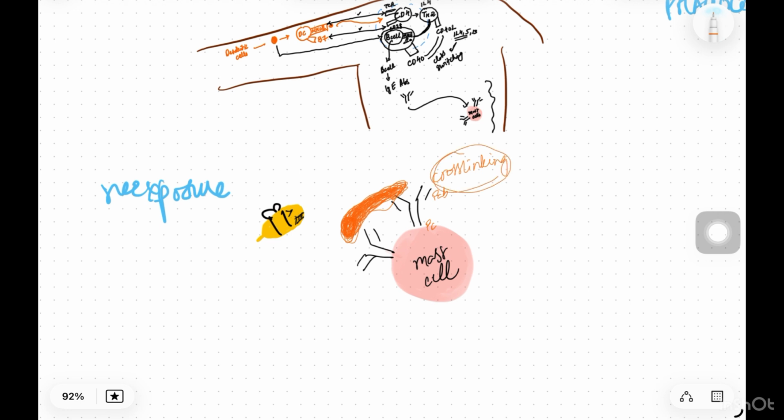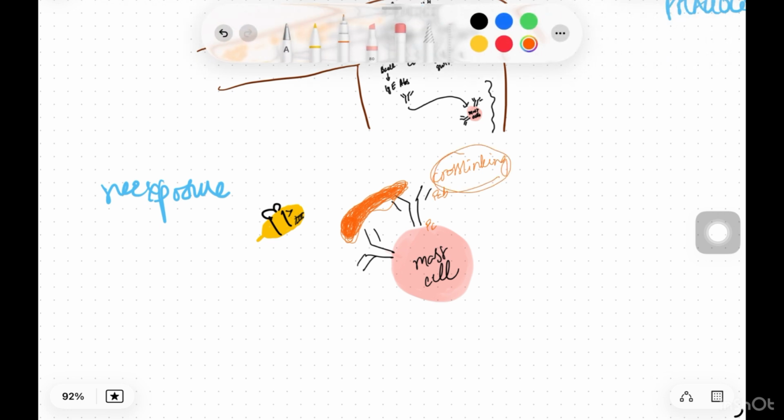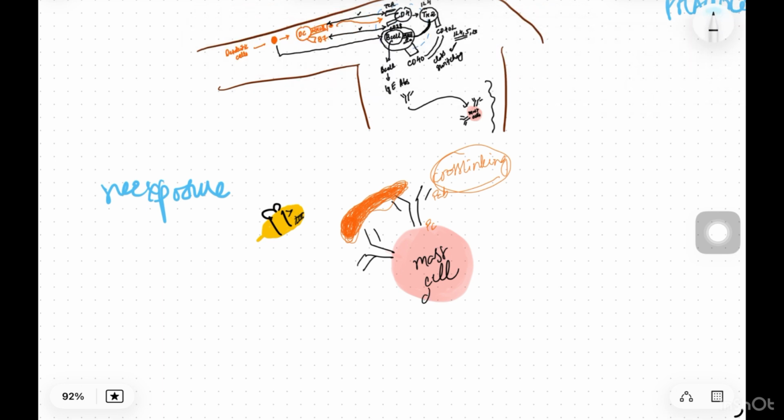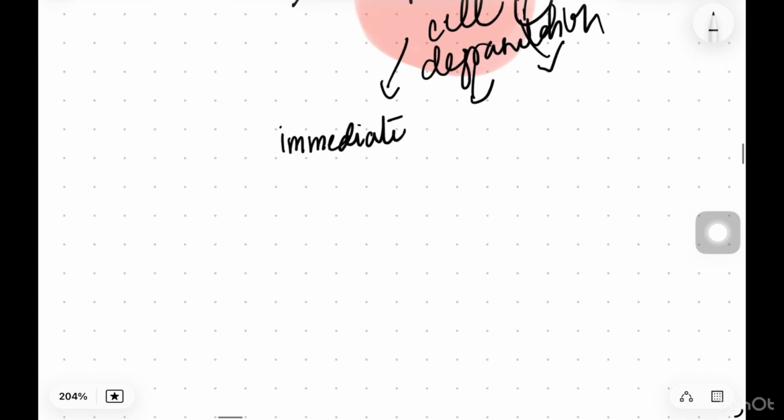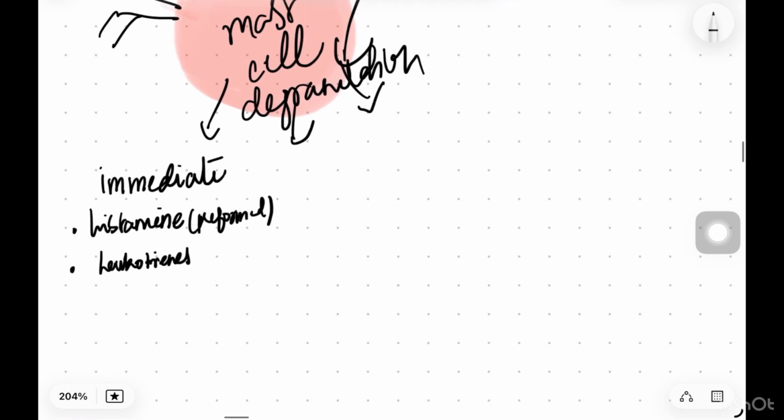And when cross-linking takes place, the mast cell undergoes something called degranulation. That means it releases and forms some mediators. In the immediate phase, immediately upon this cross-linking, histamine is released. Histamine is already preformed and sitting in these mast cells. Leukotrienes are made quickly and released. So histamine is preformed. This is the immediate reaction.